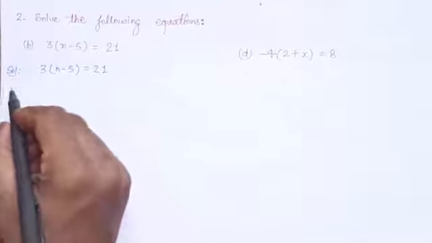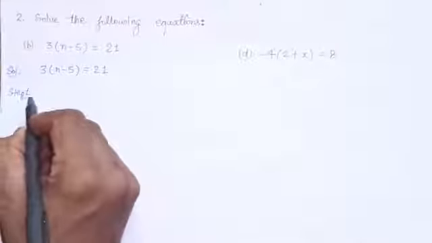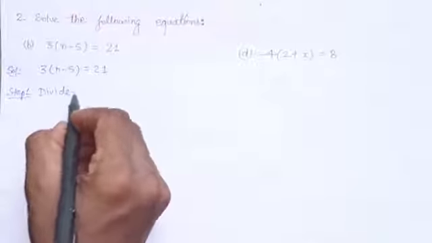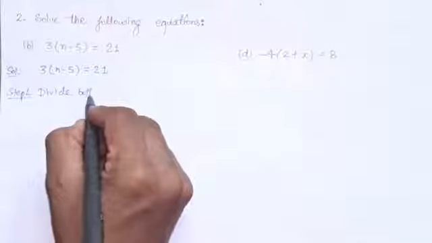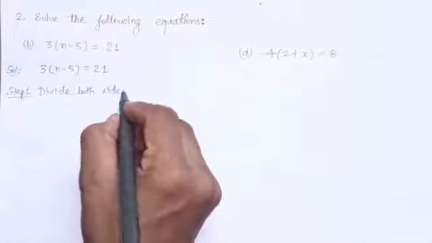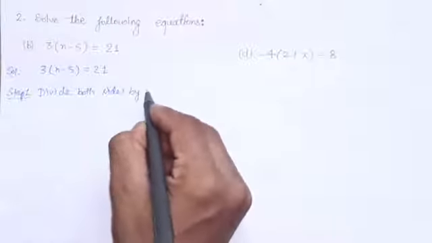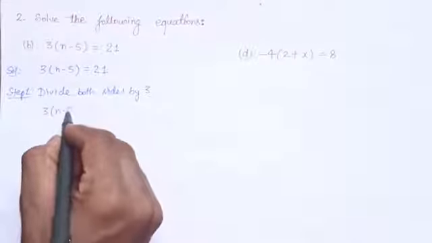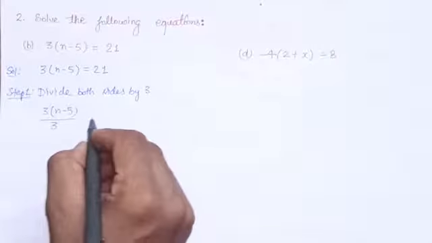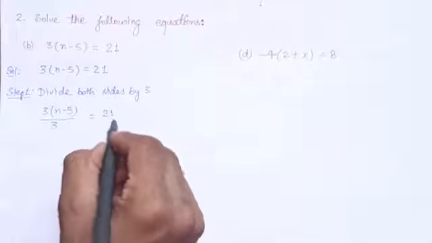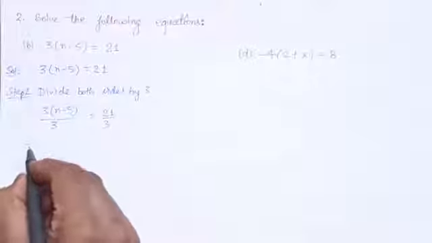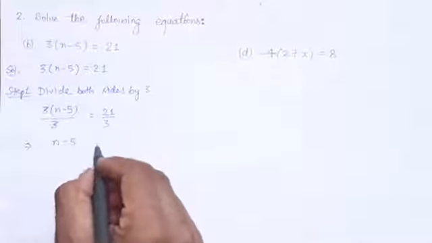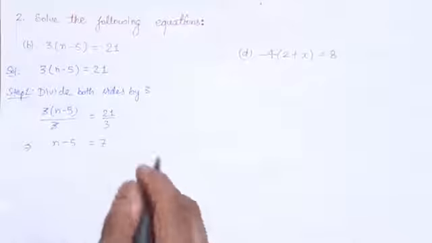So our first step, step 1: divide both sides by 3. So let us divide 3n minus 5 divided by 3 equals 21 by 3, which implies that 3 and 3 are cancelled out, so we have n minus 5 equals 21 by 3, which is 7.